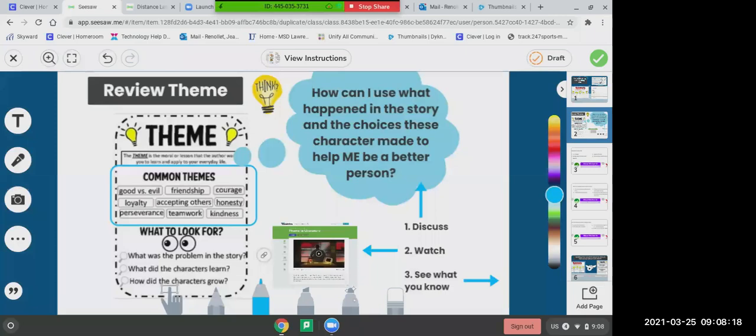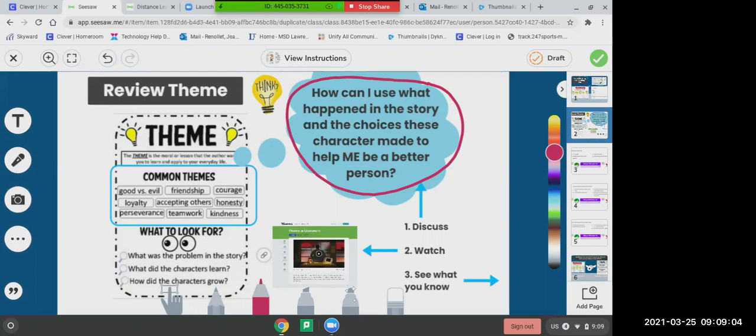On slide number 2, you will see a review of what theme is. We know that theme is the lesson or message the author wants us to learn. Here's something you can think about as you read a story and are wondering what the theme might be. A question you could ask yourself is, how can I use what happened in the story and the choices these characters made to help me be a better person?